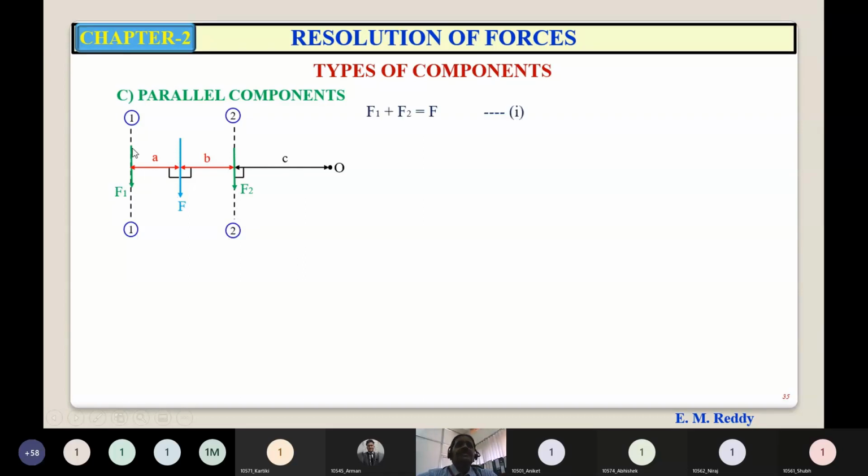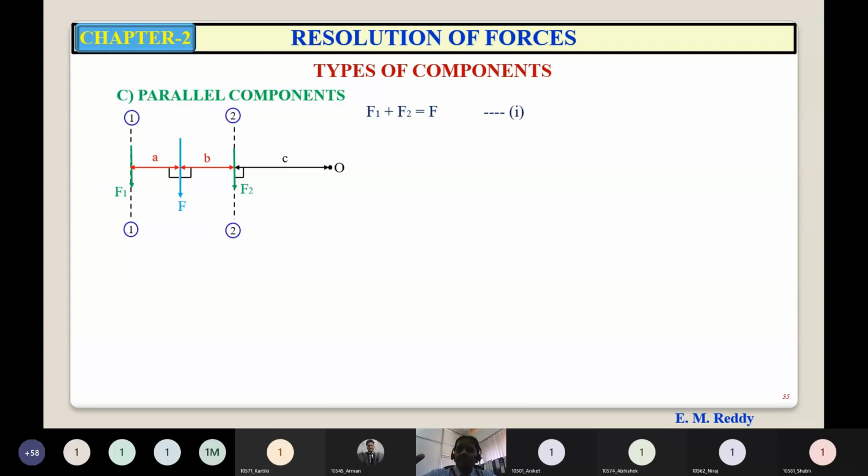Being F is the resultant of F1, F2, I can write one equation as F1 plus F2 is equal to F. Am I right? Say this is equation 1. Now here we have to find out F1 and F2. There are two unknowns, so we must have two equations. One equation is F1 plus F2 is equal to F. F is known to us, right?